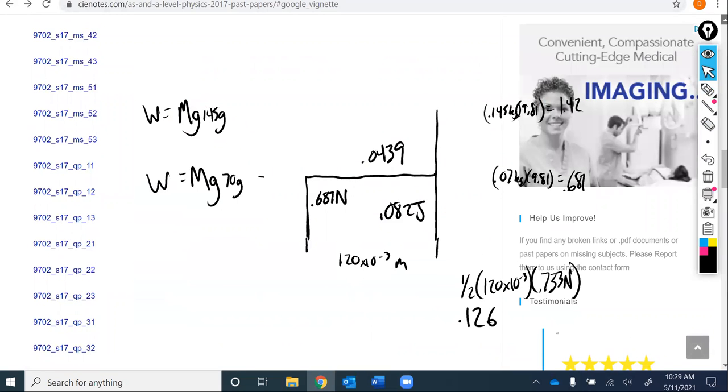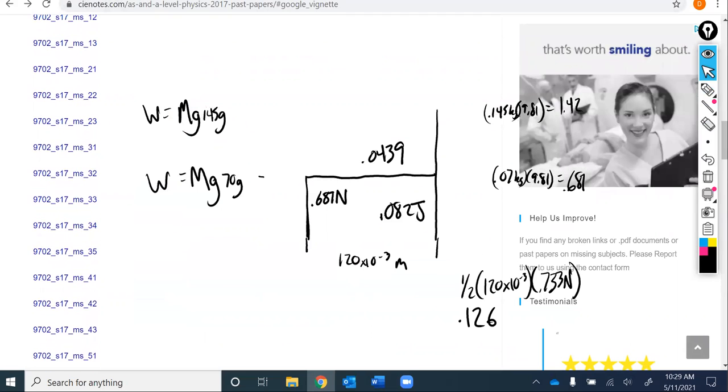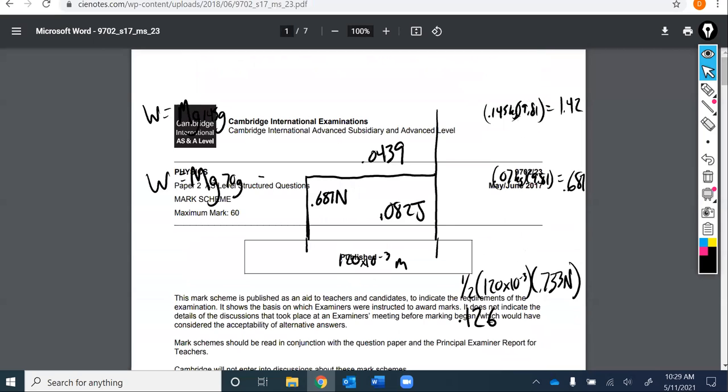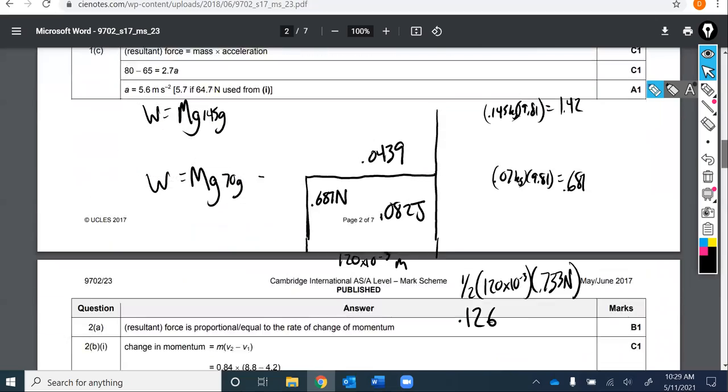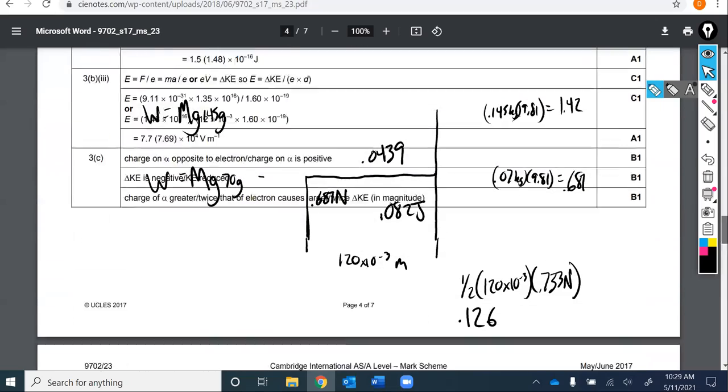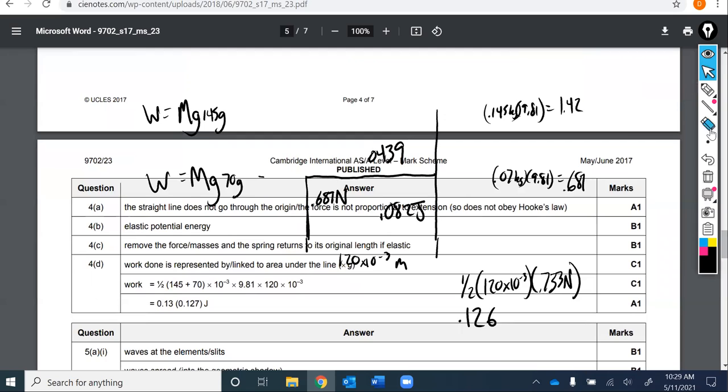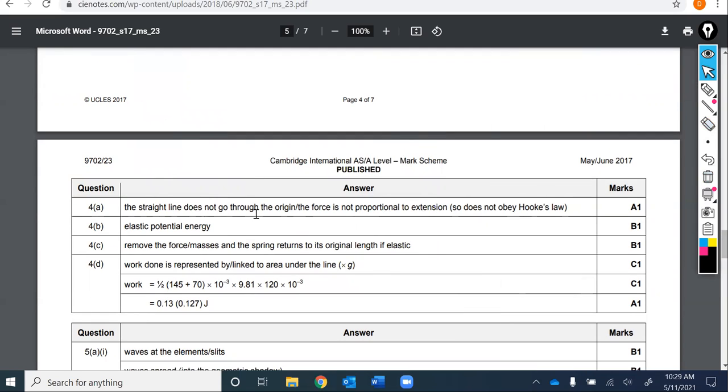Going to the mark scheme. Get nervous here. Moment of truth. Question 2, question 3, on to 4. And what do we got? The straight line does not go through the origin. The force is not proportional to the extension, so it does not obey Hooke's law. Okay, good. The elastic potential energy, good. Remove the force. The mass in the spring returns to the original length if elastic. We said that, good.